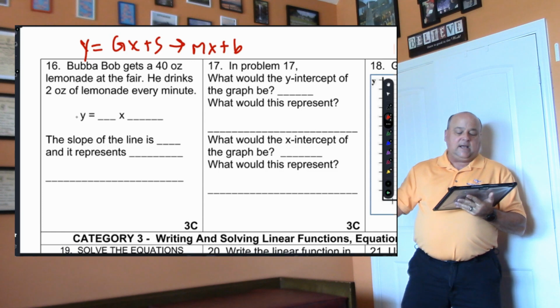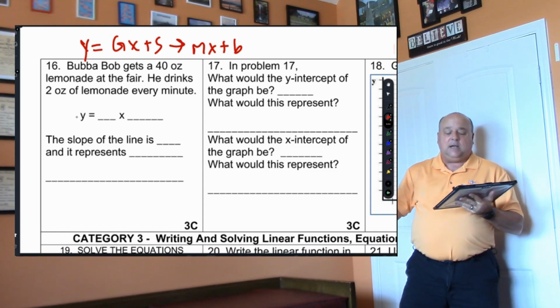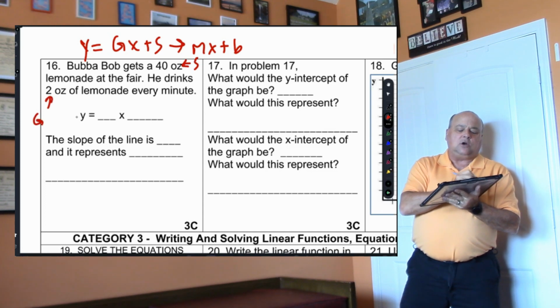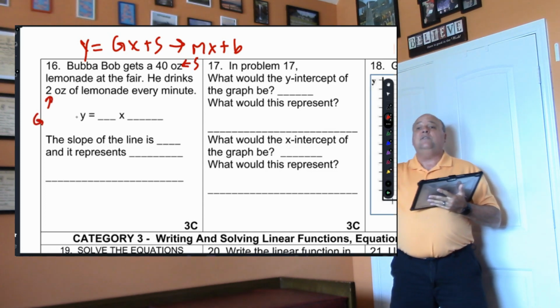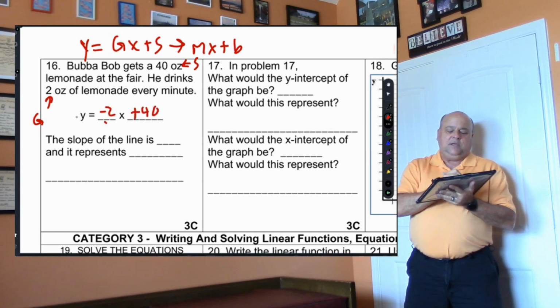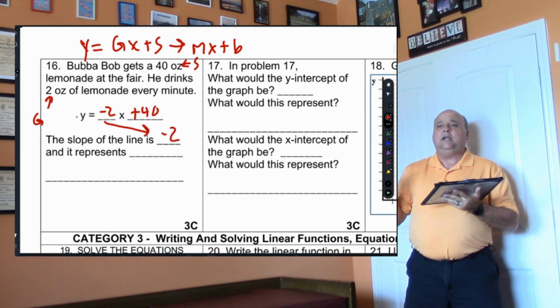Bubba Bob gets a 40-ounce lemonade. He drinks 2 ounces every minute. The 40 ounces will be your starting number. The 2 ounces is our growing number. Since he's drinking, the lemonade will go down. The growing number's negative. The starting number's positive. This right here is our slope, -2.